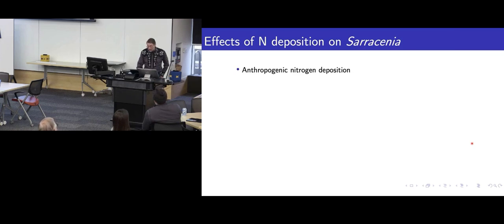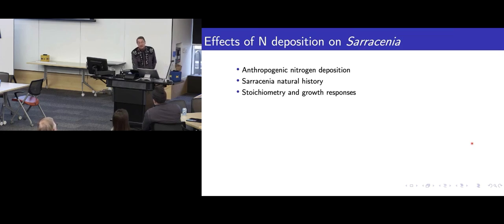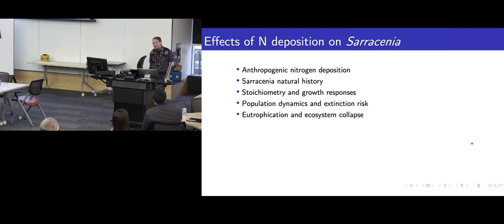So here's an outline. I'll start briefly with the nitrogen itself, tell you some things about the natural history of Sarracenia, and then we'll begin starting at the level of stoichiometry and growth responses of individuals with respect to the nitrogen. We'll scale that up to look at the population dynamics and extinction risk, and end up talking about this system as a model for understanding aquatic eutrophication and ecosystem collapse. And I'll close with one single slide about future work of something I'm really excited that I hope we can get funding to do. So let's start with the anthropogenic nitrogen deposition.